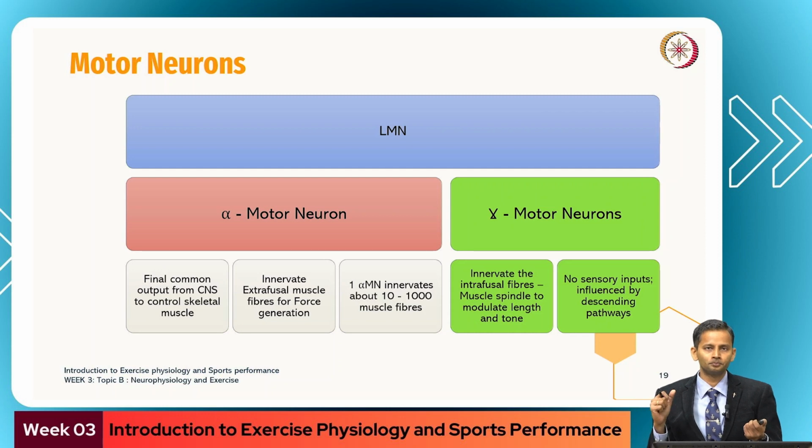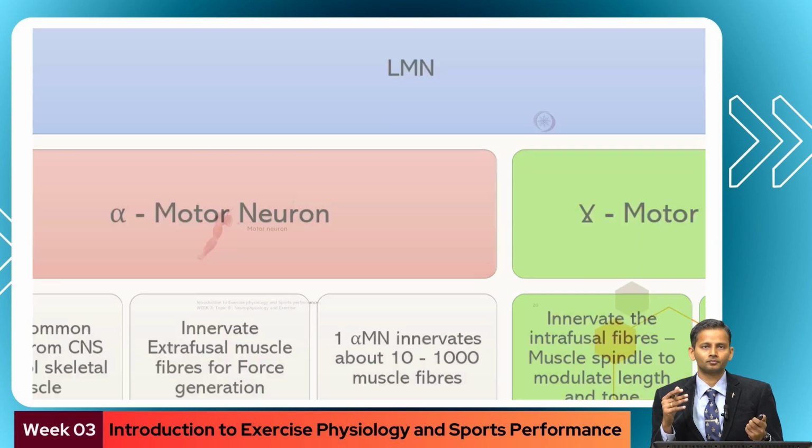The gamma motor neuron is the one which innervates the other muscle fiber, that is the intrafusal muscle fiber, mainly the muscle spindle, which modulates the length of the muscle fiber. This gamma motor neuron doesn't carry any kind of sensory inputs. It is mainly influenced by the descending pathways which come down, based on which the action happens.